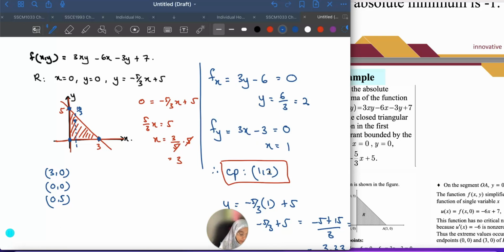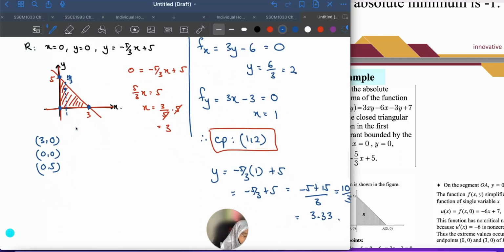So that is how I check whether the critical point that we obtained at first is inside the region or not. If it is outside, we don't count that one. Remember that? We just count whatever is in the region. Okay, so now we have 4 points so far. This is 3 and this is 1. So you got 4 points.